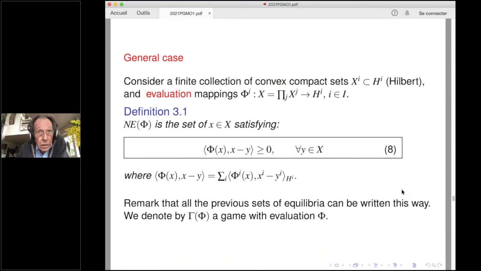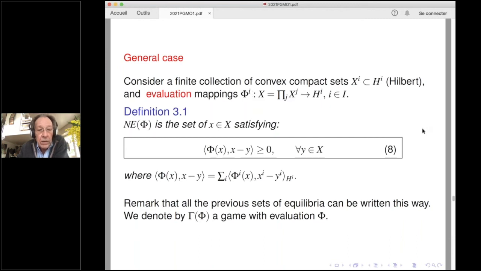Good. So now let us go to the general case of variational inequality. I consider a finite collection of convex compact sets Xi, let's say in a Hilbert space, and I define evaluation mappings going from X, which is a product, to Hi. So each phi_i is defined on the product. You don't have a collection of functions defined from Xi to itself. You have functions defined on the product with values in the Hilbert space.